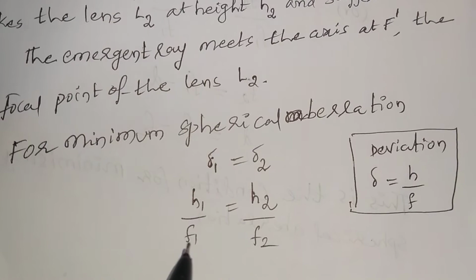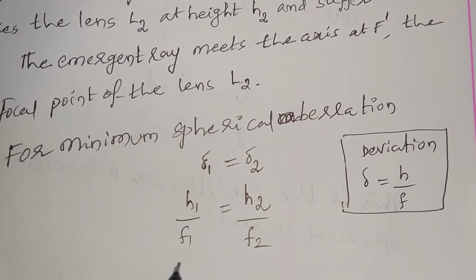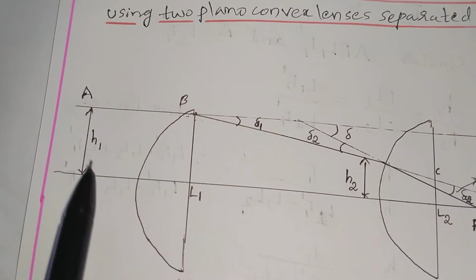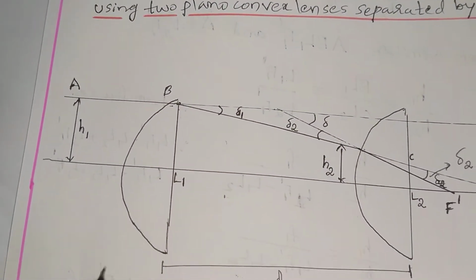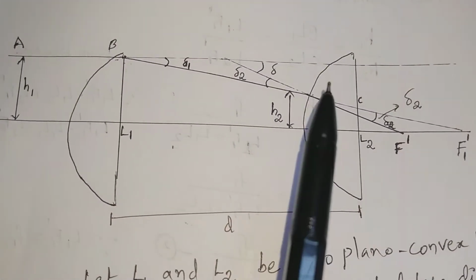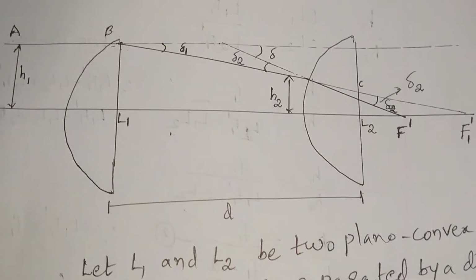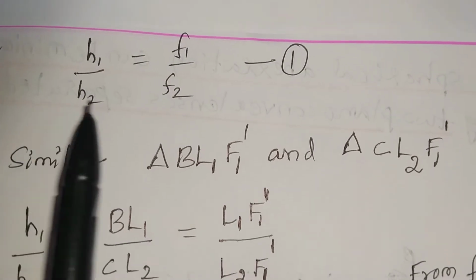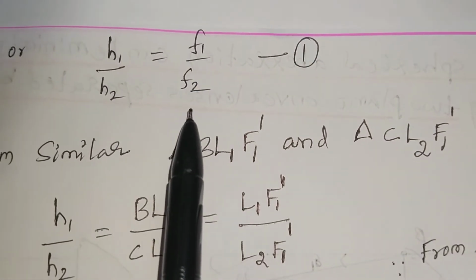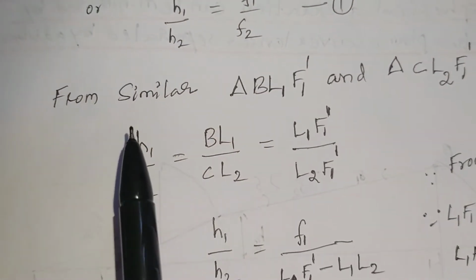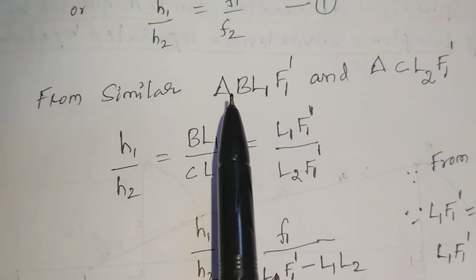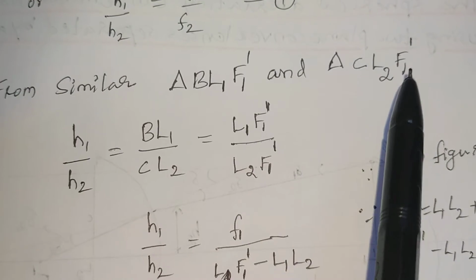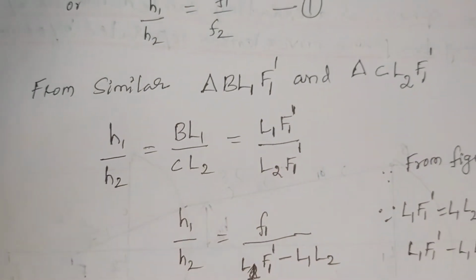Here h1 by f1, so using this, h1 by f1 is equal to h2 by f2. This equation can be written as h1 by h2 is equal to f1 by f2. This is equation 1. From similar triangles, triangle BL1f1 dash and triangle CL2f1 dash.